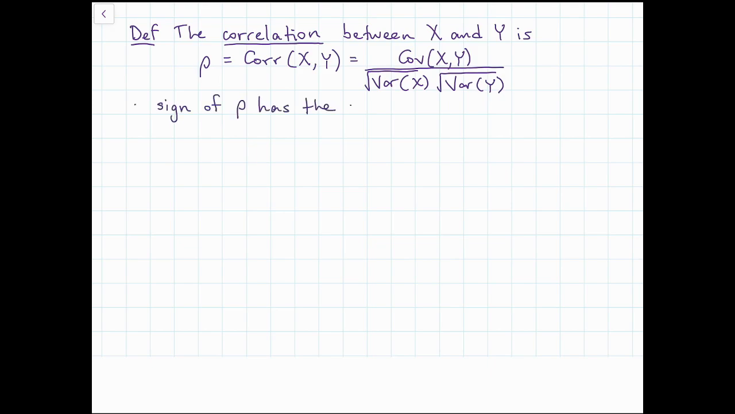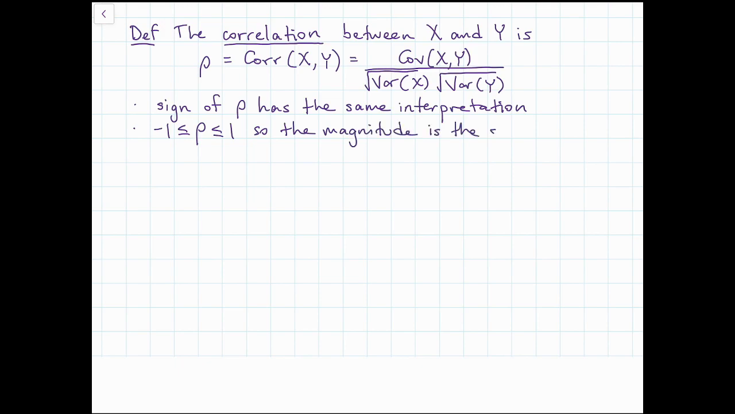In terms of the interpretation, the sign has the same interpretation as covariance. If it's positive, they move together. If it's negative, they move apart. And if it's 0, they have no linear relationship. But rho is bounded between -1 and 1. So we can also interpret the magnitude as a measure of the strength of the linear relationship.